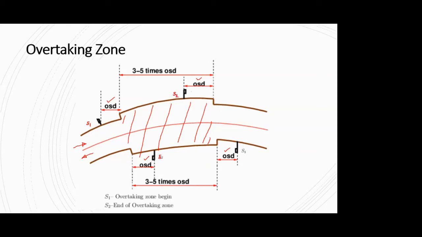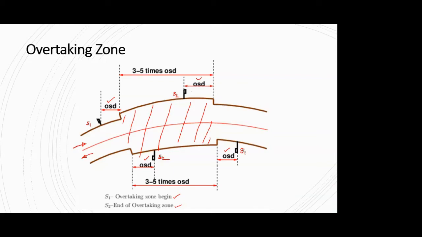This is again S2. And this is S1. So S1 is the starting point of the overtaking zone, and S2 is the end point of the overtaking zone. In short, you can also say that at S1 you will have one signboard, and at S2 you will have another signboard. The S1 signboard will say that the overtaking zone is starting, and the S2 signboard will say that the overtaking zone has ended.